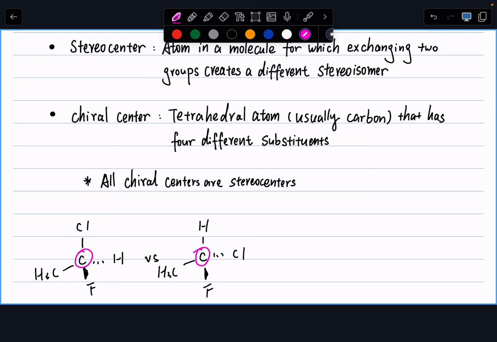my carbon center in this pair is both a stereocenter and a chiral center. If we look at the chiral center definition, we're saying it's a tetrahedral atom that has four different substituents. We have 1, 2, 3, 4, right? So we're happy they're chiral centers. And they're stereocenters because we're exchanging the position of my hydrogen and chlorine in order to make that pair back to what we have. So my carbon center here is both a stereocenter and a chiral center.